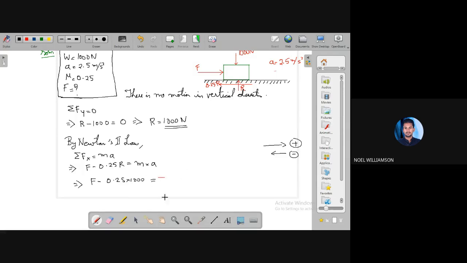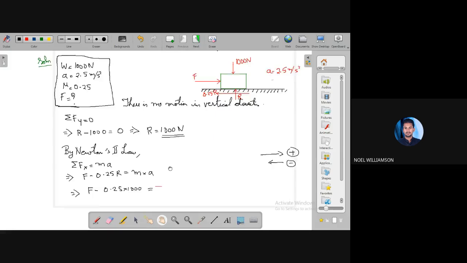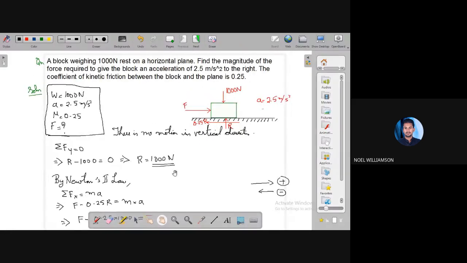Now here we are not given the mass. So what is the mass?